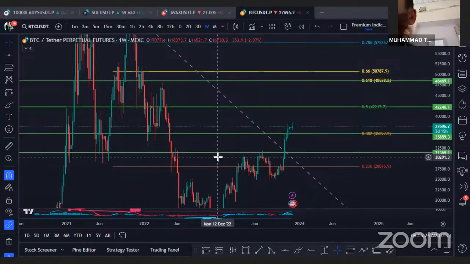Excuse me, sir. You are drawing green lines. So we can say all these green lines are supports and resistance at the same time.